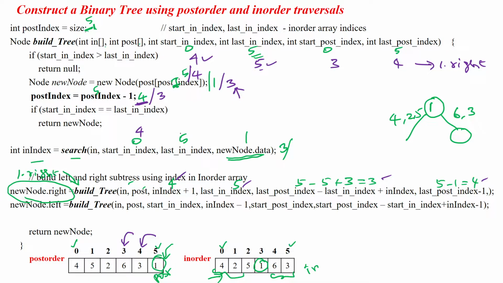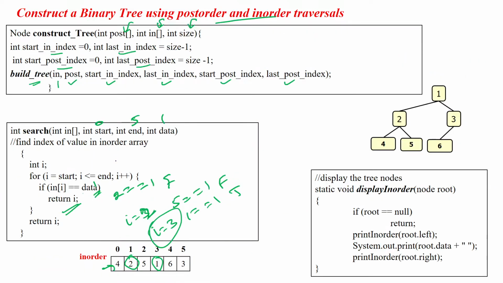So for 4 5, the data is 3, and a new node 3 is created. That will become a root here, right? So now we are searching the data in the search method.